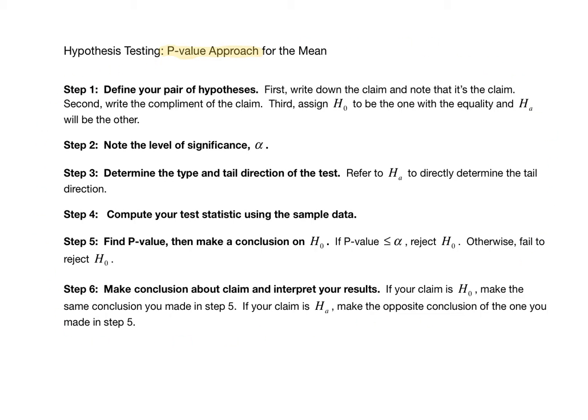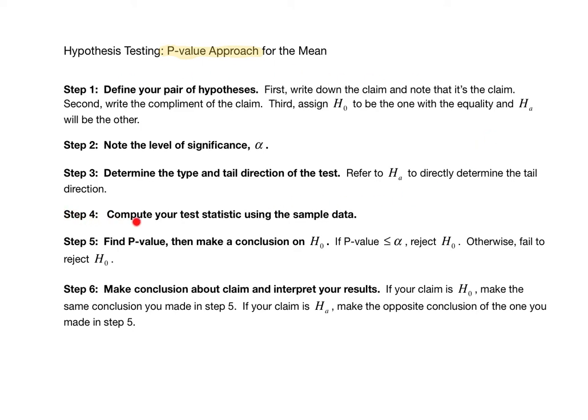Let's quickly read through these. We'll put this in practice in a little bit. Step 1 is to define your pair of hypotheses. Step 2 is to note the level of significance alpha. Step 3 is to determine the type and tail direction of the test. And these are exactly the same 3 as it was in the critical region approach.